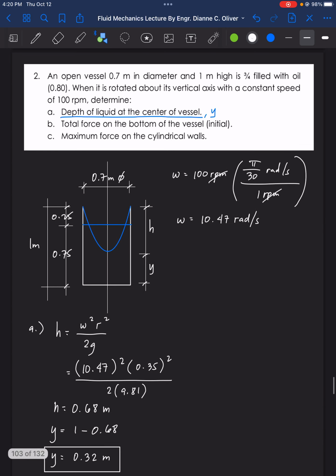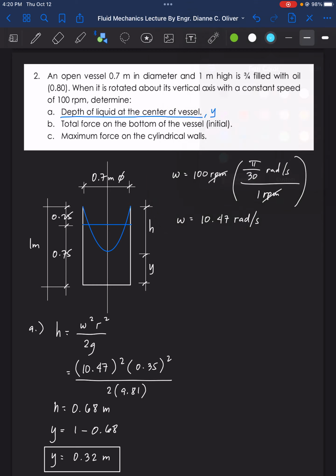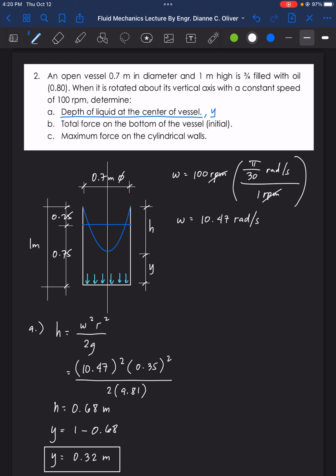How about B? Total force on the bottom of the vessel. That is the initial condition. So what is the total force at the bottom of the cylinder of the vessel? We know that this liquid will exert force on the bottom. What kind of force is that? It's the vertical force. That is for letter B.